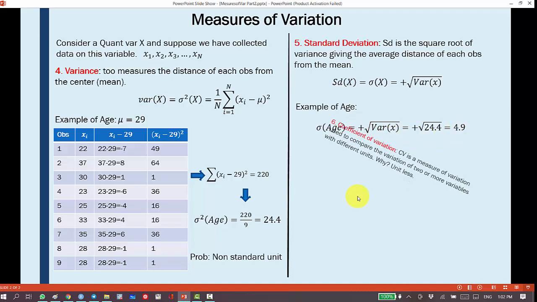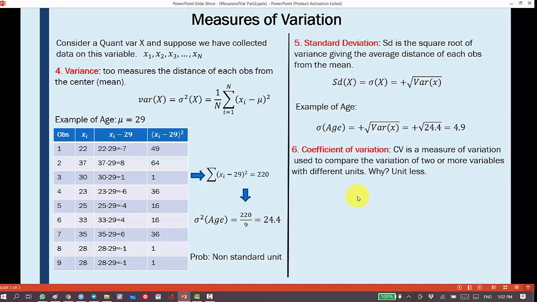The last measure of variation is coefficient of variation. In fact, coefficient of variation indicates the size of standard deviation in relation to the mean. In particular, coefficient of variation is used to compare the variation of two or more variables with different units. Why is that the case? The reason is that coefficient of variation, or CV, is a unitless measure of variation, which is being calculated by dividing standard deviation by mean.